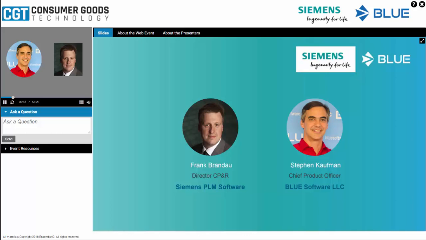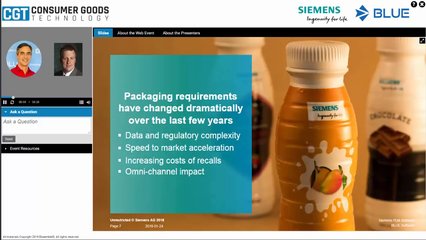But for today, I believe we have a fantastic opportunity really talking about how to connect those two pieces, so artwork and science, and bring that to one common picture. So if we check what the packaging requirements today really are, we really witnessed a dramatic change over the last few years. We got way more data and regulatory complexity. Speed to market accelerated like crazy, with customers really changing their minds due to social media going on. We have an increasing cost of recalls, an omni-channel impact of the data as well.